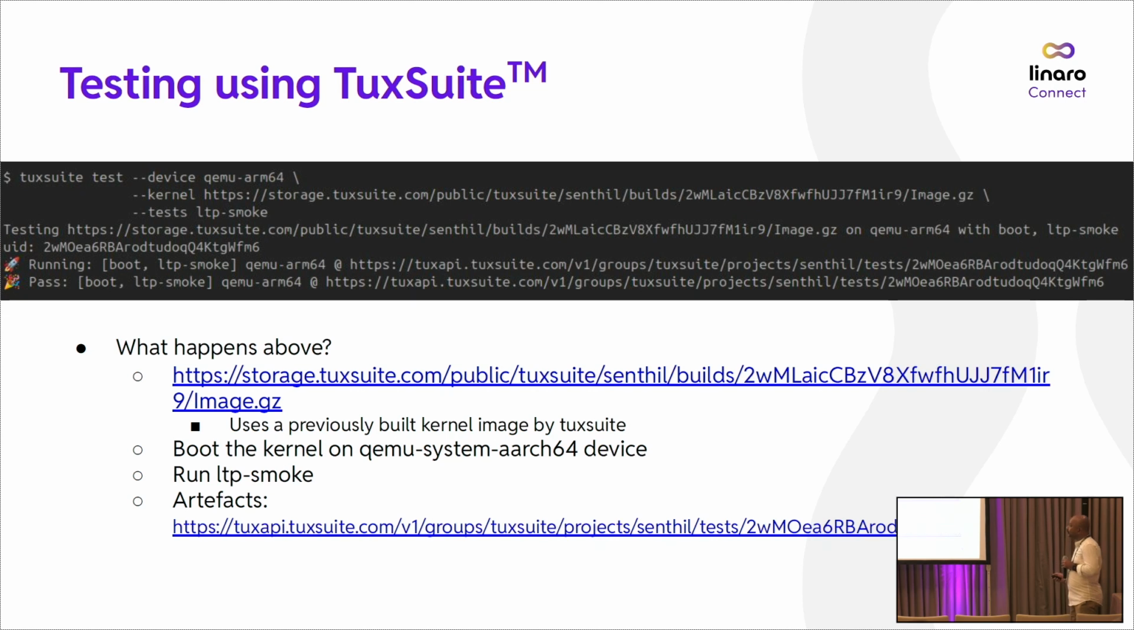which we build. So similarly, we also can have real hardware if we have a Lava instance that is backing it up. So you can say test it on a Juno or test it on a DB845C based upon the kernel which I've built. And then I've asked it to run the LTP smoke test, and similarly the artifacts get stored here.